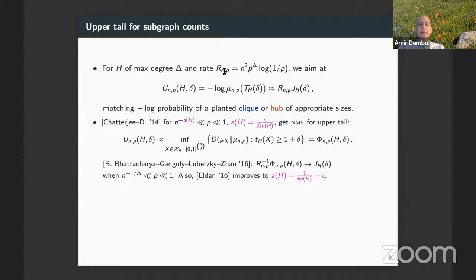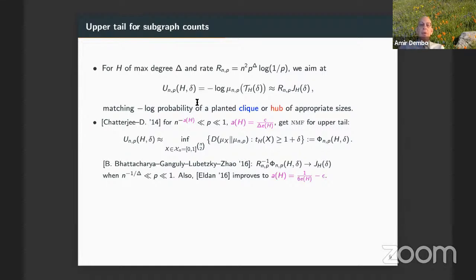And here the correct scale R, if our graph H has maximal degree delta, will be n squared like before, the number of edges we have. But as the probability p goes to 0, it's important which factor of p we put in front. And the correct factor is p to the delta times log 1 over p. I will explain later why this is the correct factor. So we put this correct factor, and the goal is to achieve the upper tail probability for this event.